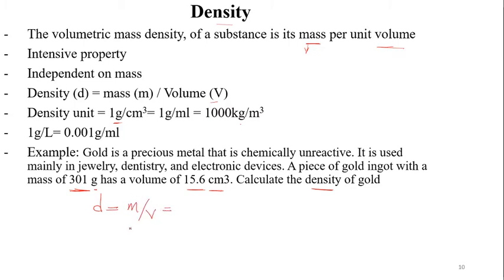In that case, I have to look at the units and unify my units. If my mass is in grams, this means my volume should be in cubic centimeters. So if I have the volume in any other unit, I have to convert it again. So this means 301 divided by 15.6 is equal to 19.3 grams per cubic centimeter.